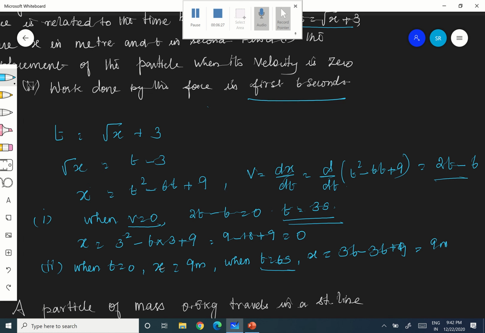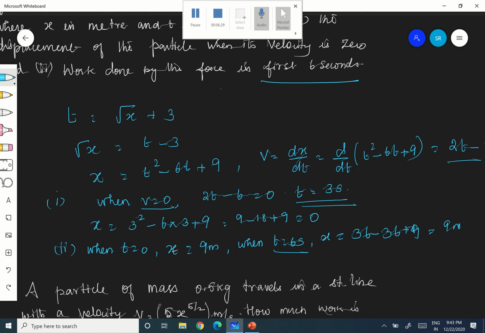Therefore, what do you understand by this? When t is equal to 0, x equal to 9 meter. When t is equal to 6 seconds, also x equal to 9 meter. Therefore, what is the displacement? Displacement in the first 6 seconds is nothing but 0, because the body is exactly at 9 meter only. At t equal to 0, x is 9 meter, and at t equal to 6 seconds, that time also the position is 9 meter. Therefore, the displacement in the first 6 seconds is 0.